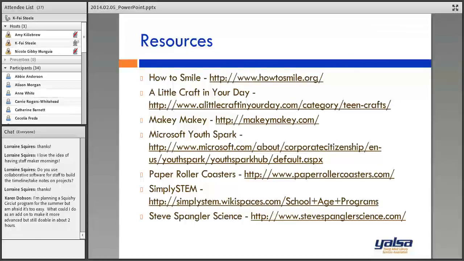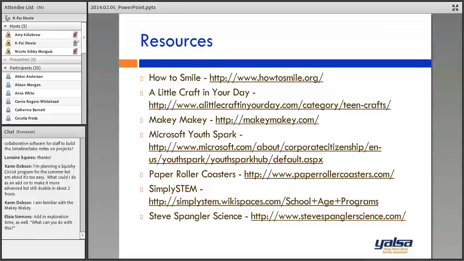I'm planning a squishy circuit activity, Karen, for the program, but I'm afraid it's too easy. What could I do as an add-on to make it more advanced but doable in about 2 hours? Certainly, try the magnetic maze project or adding some things with the Makey Makey. I think squishy circuits lend themselves to the Makey Makey really easily. If you can get a laptop or access to a computer, the Makey Makey costs about $50, and it's a way for you to turn basically anything that conducts electricity into a controller. We found that a Makey Makey is a really great investment. You can do a lot of programming based on that.